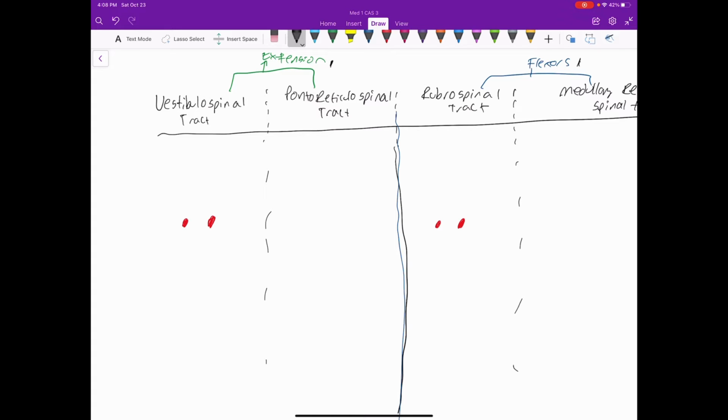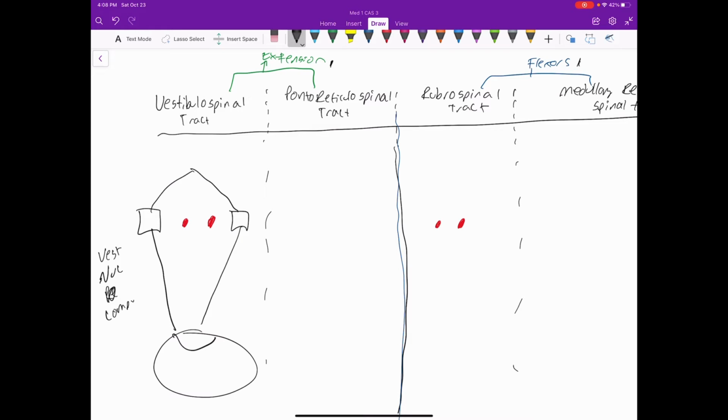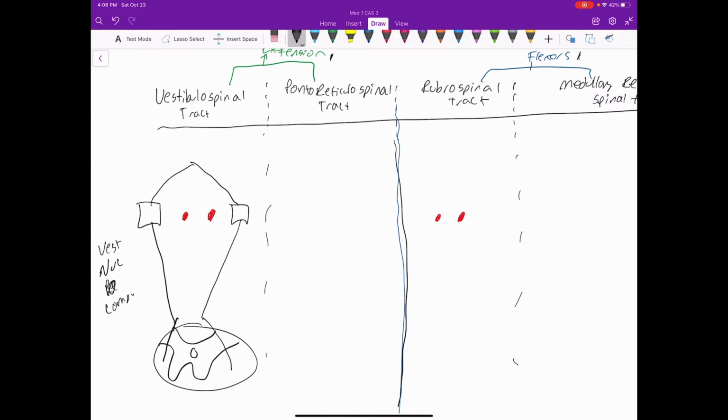We're going to do the vestibulospinal tract first. It has two things on either side: the vestibulonuclear complex. This gets fibers from the vestibulocochlear nerve and sends them down through the body. When it sends them down, it goes to the lateral white columns and targets the anterior gray horn. When it targets the anterior gray horn, it stimulates alpha and gamma motor neurons.